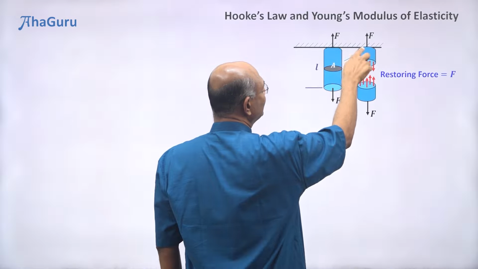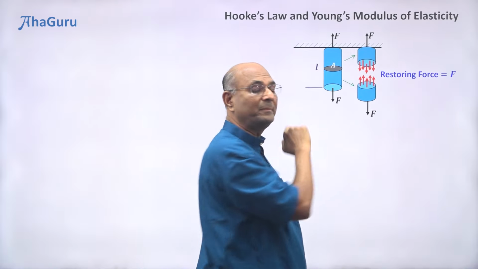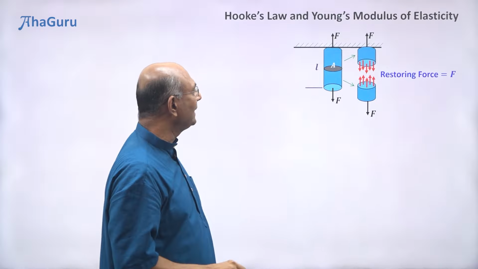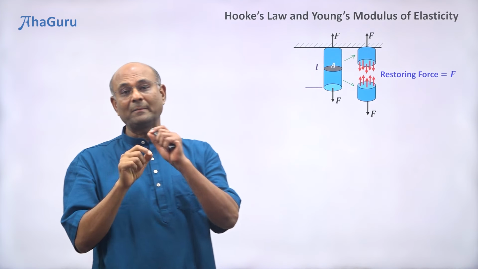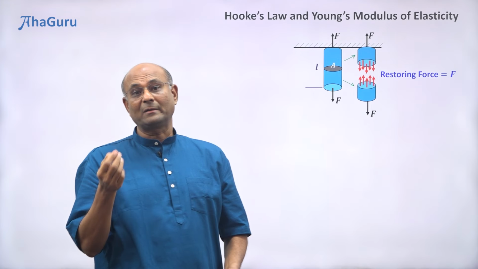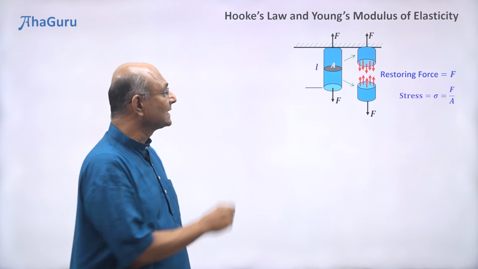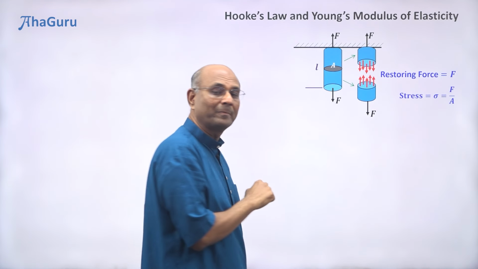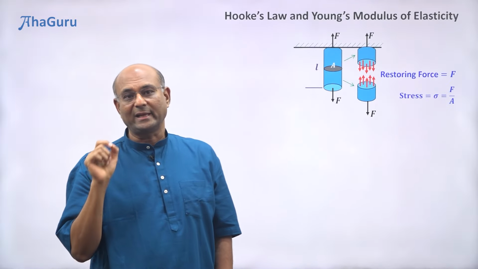And because this rod is in equilibrium and we have ignored its weight, the restoring force there must be equal to F. Similarly, this restoring force must also be equal to F. Now, the stress that is developed in the rod, what is the formula for that? Restoring force divided by area. The restoring force is F. So we can write that the stress sigma is F by A, because the area of cross section is A. So restoring force F by the area of cross section A.